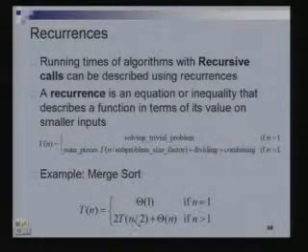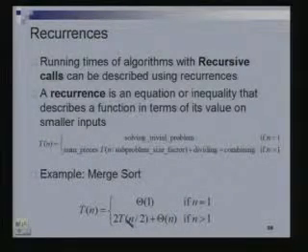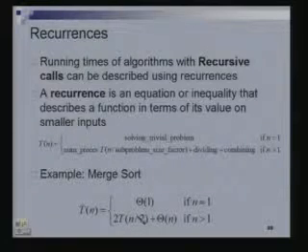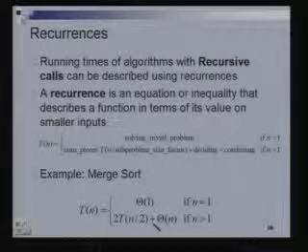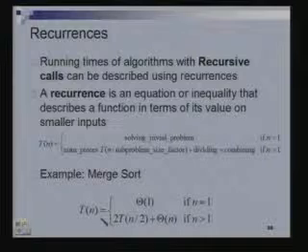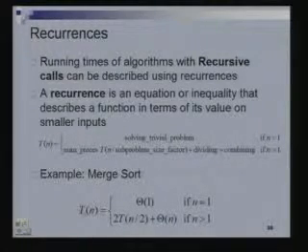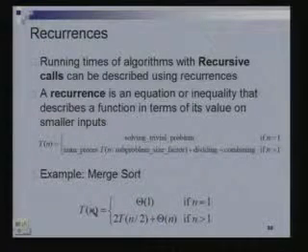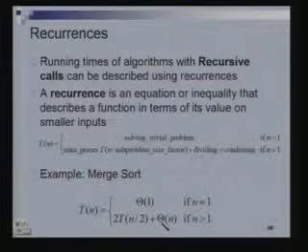So for instance, for the merge sort problem, we divided the problem into 2 pieces, and each of the pieces was of size n by 2. So the time required to solve a problem of size n by 2, to merge sort n by 2 elements, will be T(n/2), if T(n) denotes the time required to merge sort n elements. We are using T(n) to denote the time required, or the number of comparisons required, to merge sort n elements. So this is the kind of recurrence we get.